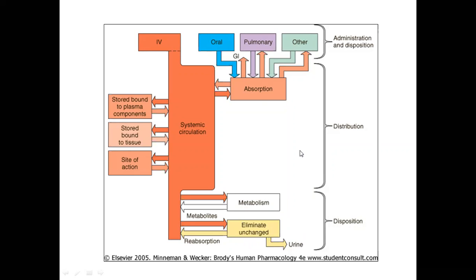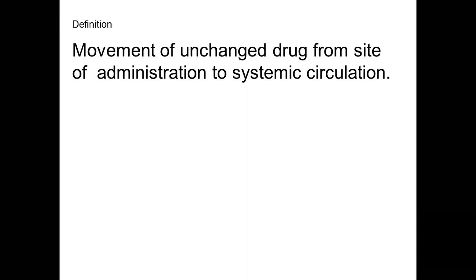It is very important to study the pharmacokinetics of a drug to know how much drug is essential to show its action. First of all, we will start with the definition of absorption, how the movement of the drug takes place. Movement of unchanged drug from the site of administration to the systemic circulation is called absorption.